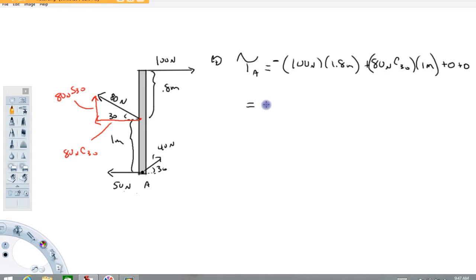And I get, if I did this right, minus 110.7. I'm just going to round that to minus 111 Newton meters. The minus sign is indicating that the net torque is in the direction opposite of what I have as positive. So we could say that the torque is 111 Newton meters clockwise.